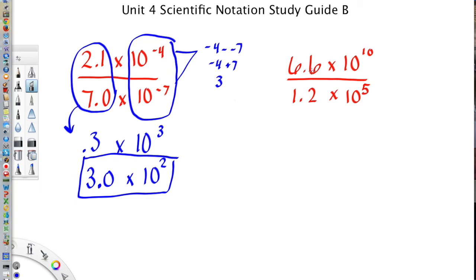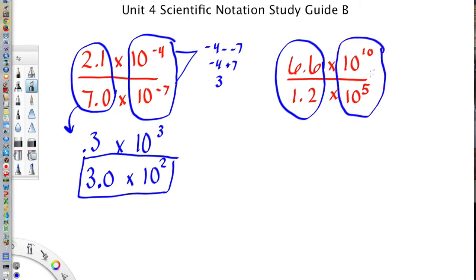I have 6 and 6/10 times 10 to the 10th power divided by 1 and 2/10 times 10 to the 5th power. Again, we combine like terms and divide. 6 and 6/10 divided by 1 and 2/10. I gotta move these decimals over 1. 12 is going to go into 66. I'm going to say, I think it's going to be 5 times. Let's see what happens here.